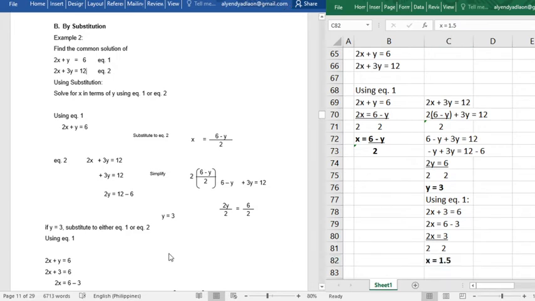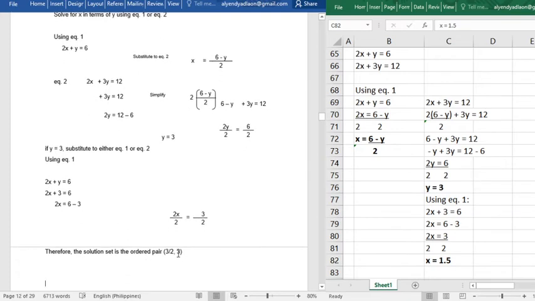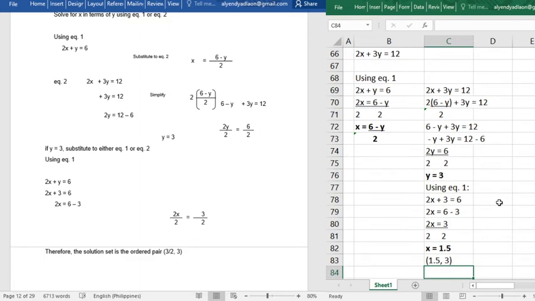Okay, that is 1.5. Alright, 3 halves or 1.5. So we now have x as 1.5 or 3 halves and y as 3. Okay? So this is our common solution.